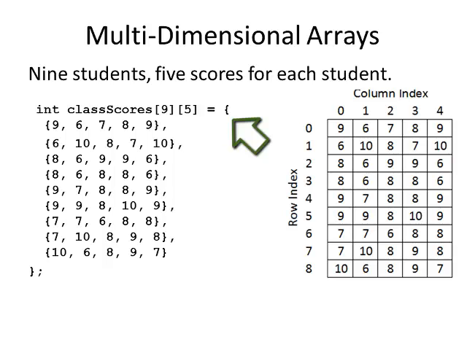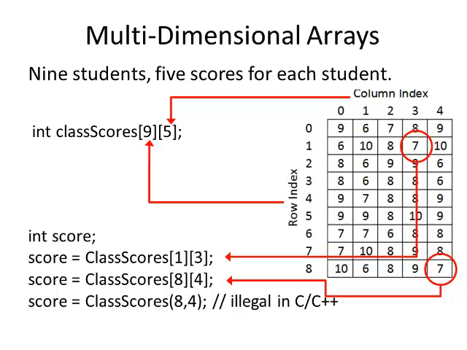So I'm going to start off with an open curly brace at the beginning of my definition, and then there's a closed curly brace all the way at the end. Inside those open and closed curly braces, I have another set of open and closed curly braces for each row, and then I'm defining the data for each row. For example, if I want to pull data out of the array and store it in a variable called score, I could say score equals class scores 1 sub 3, and that is going to give me a 7.